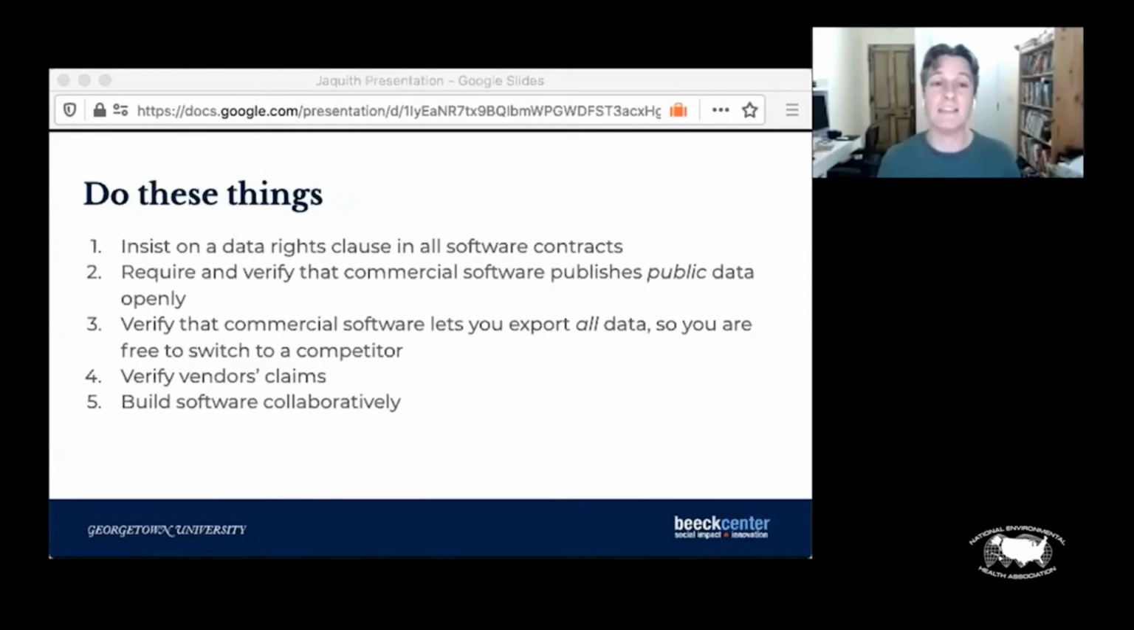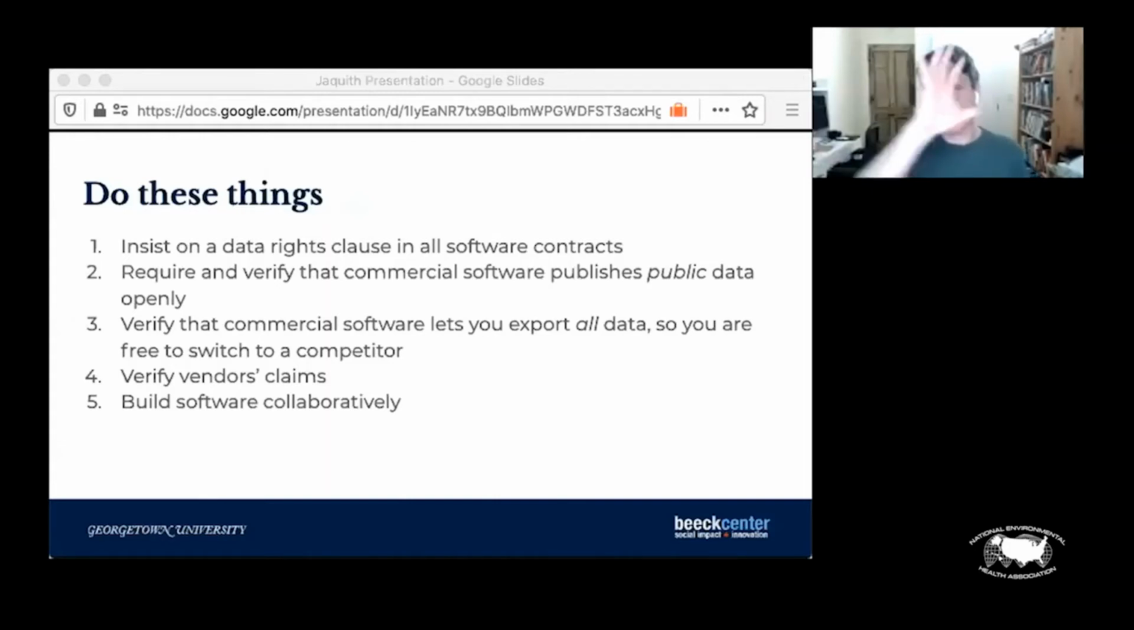The second is I want you to require and verify that the commercial software you get publishes public data openly. That is your insurance contract. That's how you know that you can really get it. It's not something that is exercised as an in-case-of-ending-contract break glass. It's the ability to verify at all times that you can get the data out because other people are getting the data out.